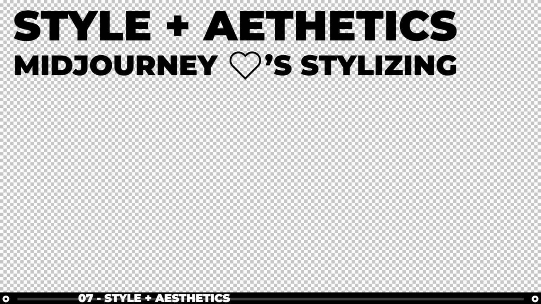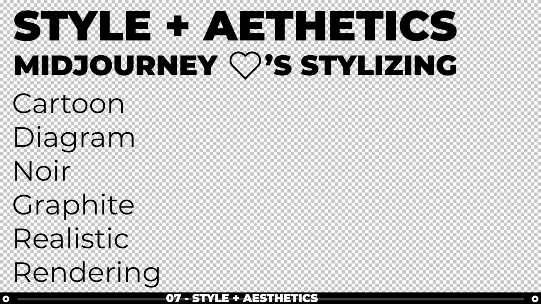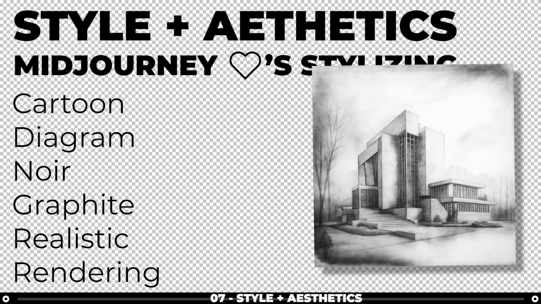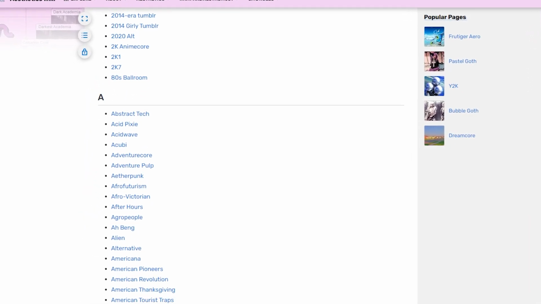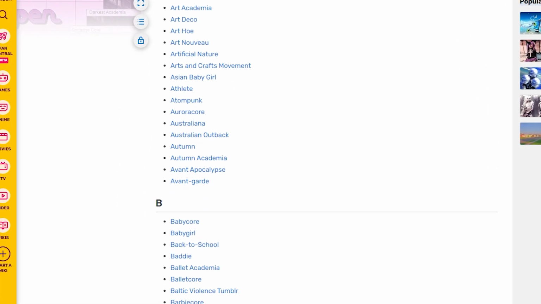Style and aesthetics. Midjourney is very good at stylizing an image. Use words like cartoon, diagram, noir, graphite shading, realistic, or architecture rendering. Maybe ornamental gothic, or any other artistic style you would like to apply to your image. It's very helpful to know what type of aesthetic you're going for in your image. I've linked in the description and in the Midjourney cheat sheet a link to an extremely useful wiki page that has a very long list of aesthetics and different styles that you can use.